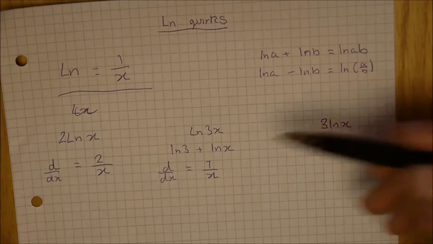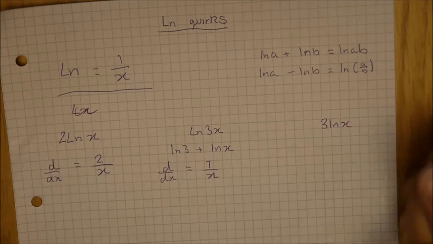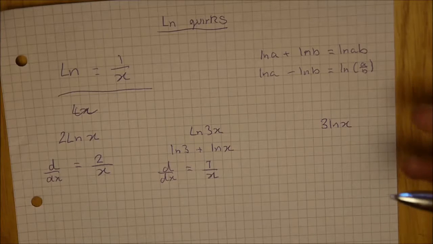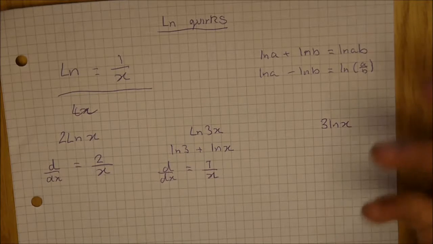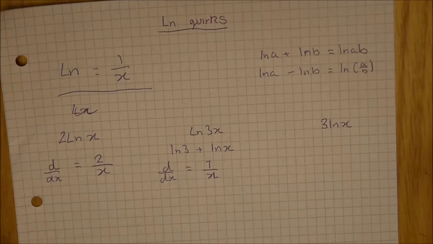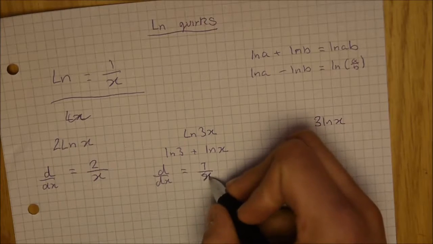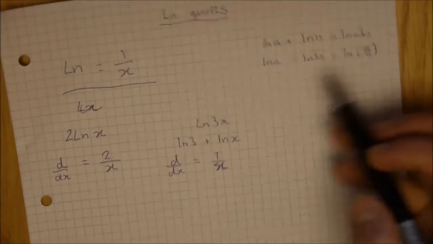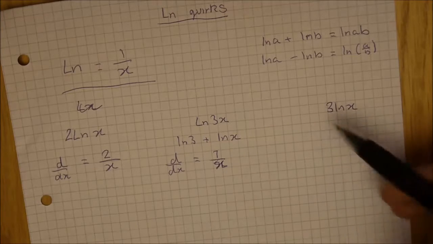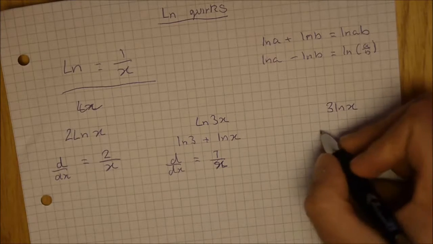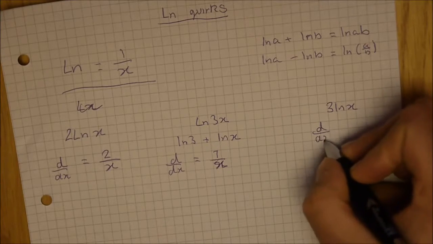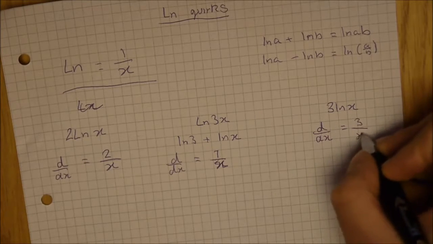Now, some people have asked me, why does it go over to 1 over x? The reasoning is actually quite simple. If you've got a function, for example, y equals x squared plus 3, when you differentiate it, you get 2x, because obviously the 3 is a constant and doesn't differentiate. Well, it's the same here. ln 3 is a constant, it does not differentiate. You'll always get rid of it. But that's the main thing to do. If you've got anything like that, you need to separate it out. 3 ln x, as I'm sure you can probably guess, is d dx equals 3 over x.